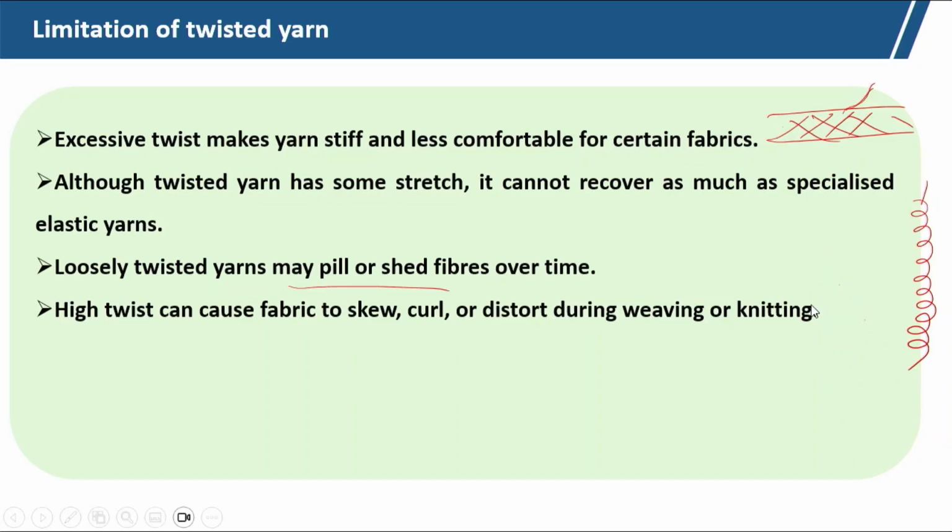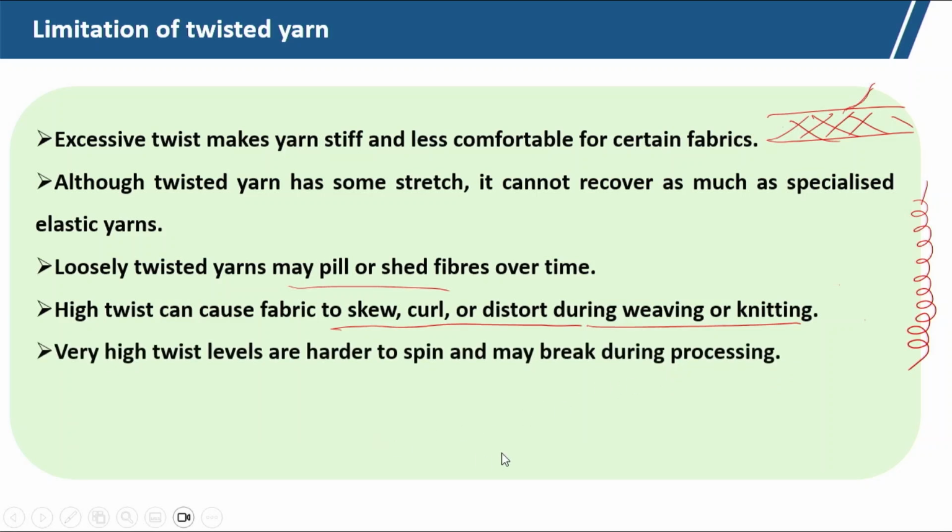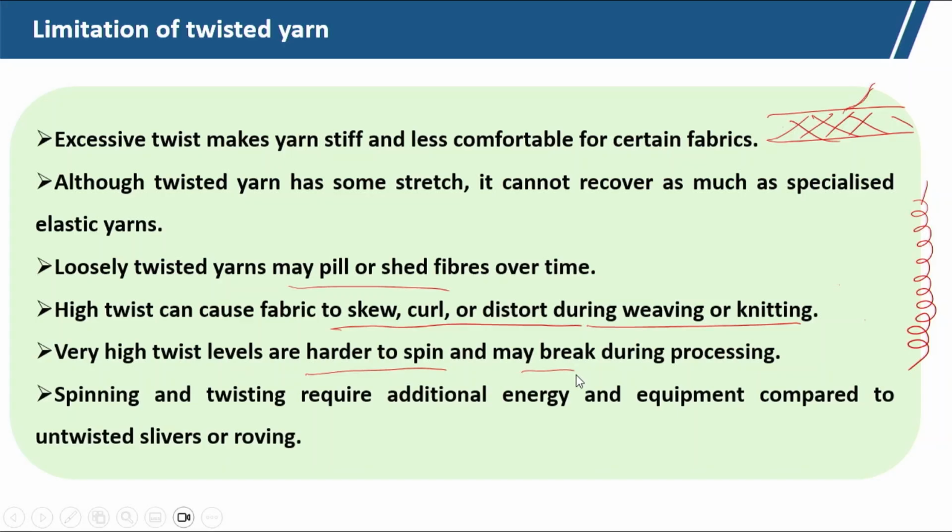So, high twist can cause fabric skew, curl or distort during weaving and knitting. This is due to the snarling tendency of the yarn. Very high twist levels are harder to spin and may break during the process. Spinning and twisting requires additional energy and different equipment compared to untwisted sliver or roving.